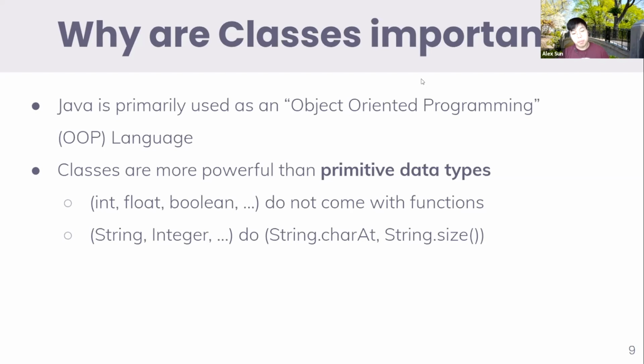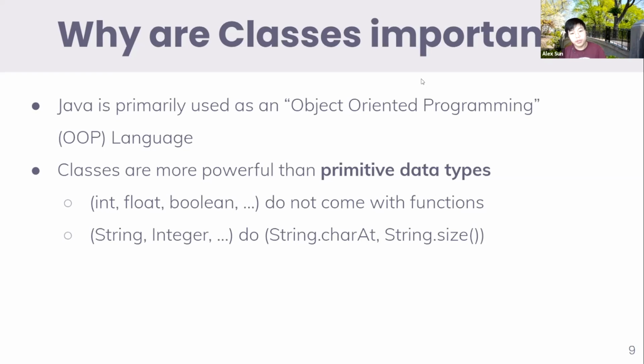Java is an object-oriented programming language. It's built on the fact that you use classes a lot of the time, because classes are very powerful. They're more useful than primitive data types, aren't they? When we make int x equals 5, we can't really do anything with it by itself. It stores one very small thing, and there are no functions, nothing special we can do with it.